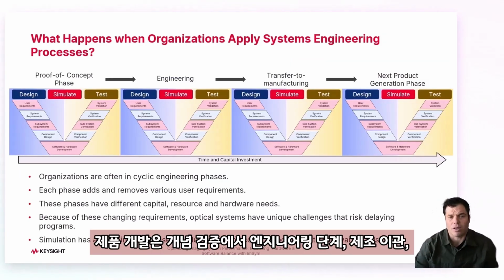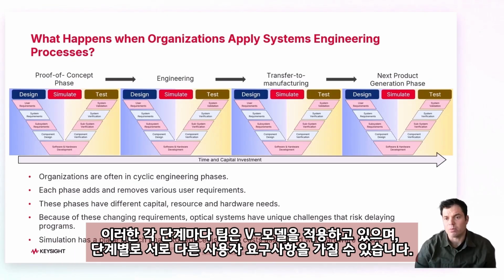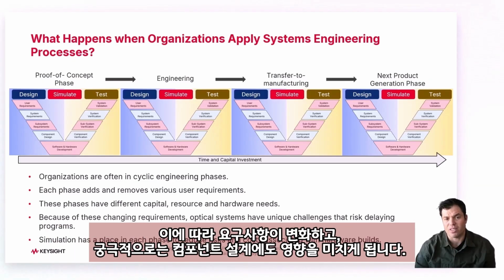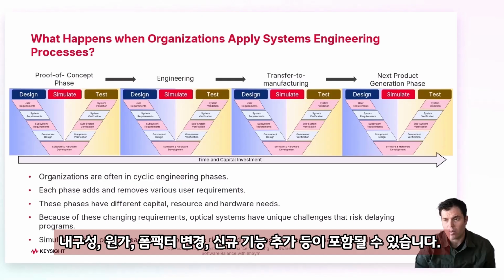We also know that product development is cyclical, moving from proof of concept to engineering, transfer to manufacturing, and onto next generation design in some examples. Teams are applying the V model in each of these phases, however. Each phase can have a different user requirement, resulting in downstream impacts to the requirements and inevitably component designs. Some of these user requirements could affect durability, cost of goods, form factor changes, or the inclusion of new features, depending on the cycle that you're in.